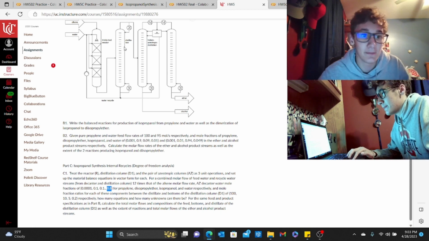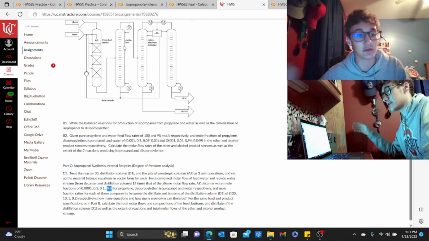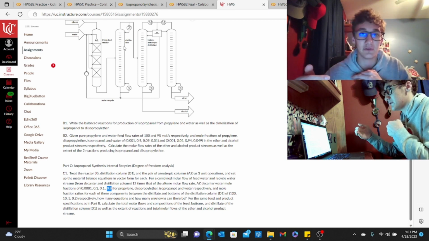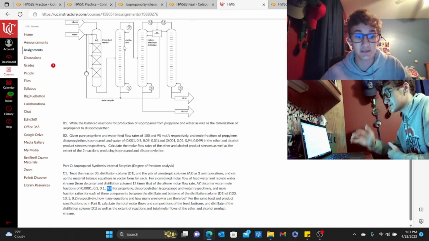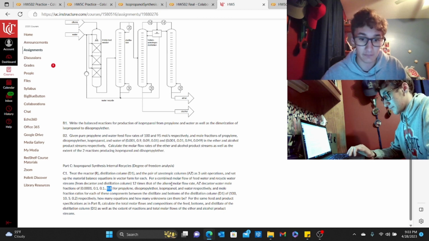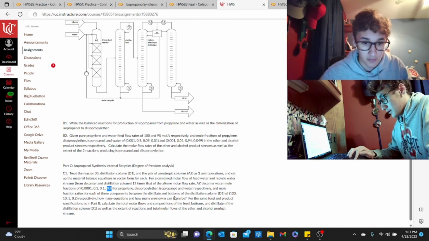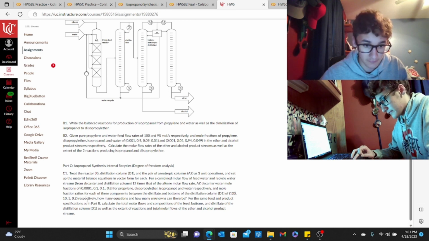And that's because in distillation columns a certain substance rises to the top and then moves on to the next tank. And so there's a specific ratio between substances which will affect the rate at which things will move down, I believe. Between the distillate and the bottoms of the distillation columns, we're going to call this distillation column D1, and that ratio is going to be 110.5.2, I believe.